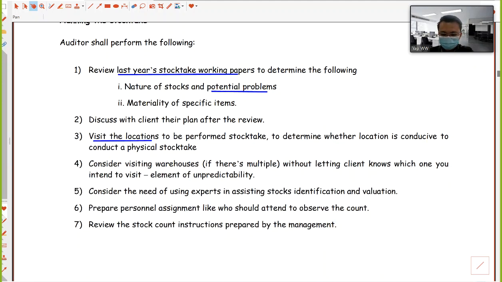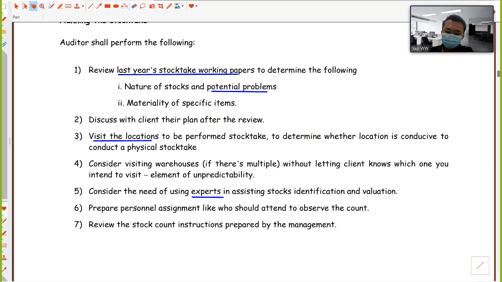Consider the need of using an expert. This is ISA 620. Using an expert means some stock you don't know how to do valuation for, for example, jewelry, gold, oil reserve, all these specialized industries.